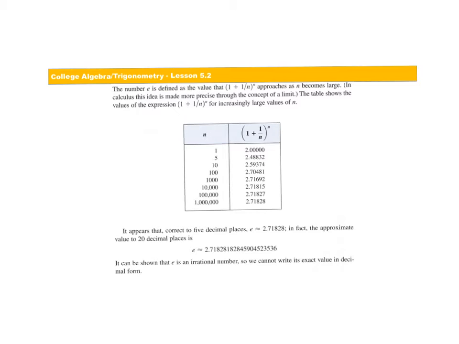All right, this is section 5.2. You guys have a quiz Thursday over sections 5.1 and 5.2. You will be allowed to use a calculator. If you don't have one, you will not be able to complete the quiz. So make sure you have one or borrow from somebody and you know how to use it.